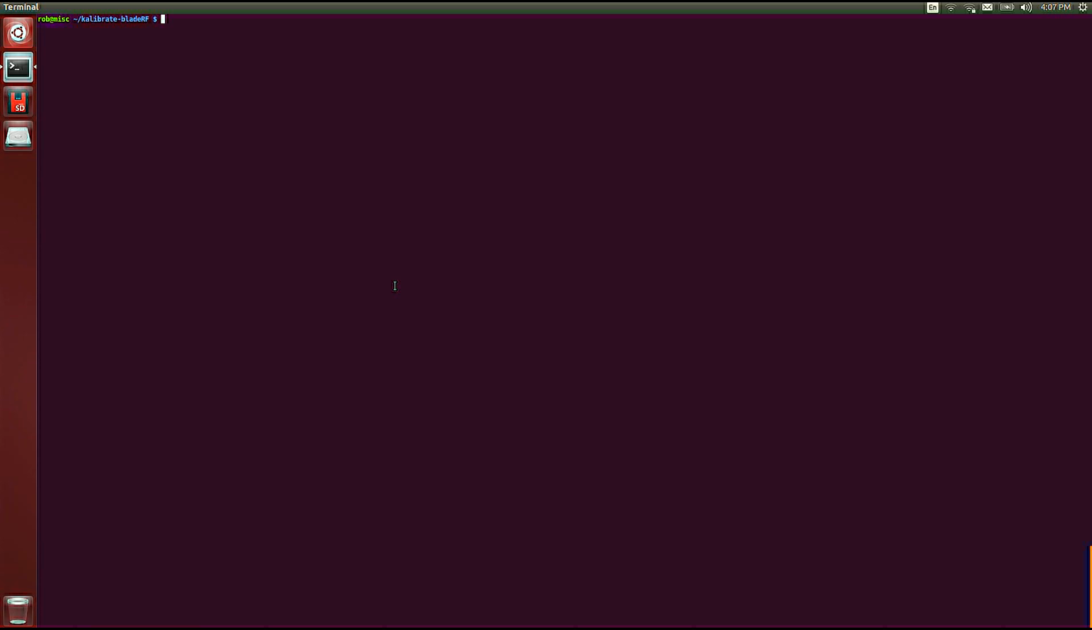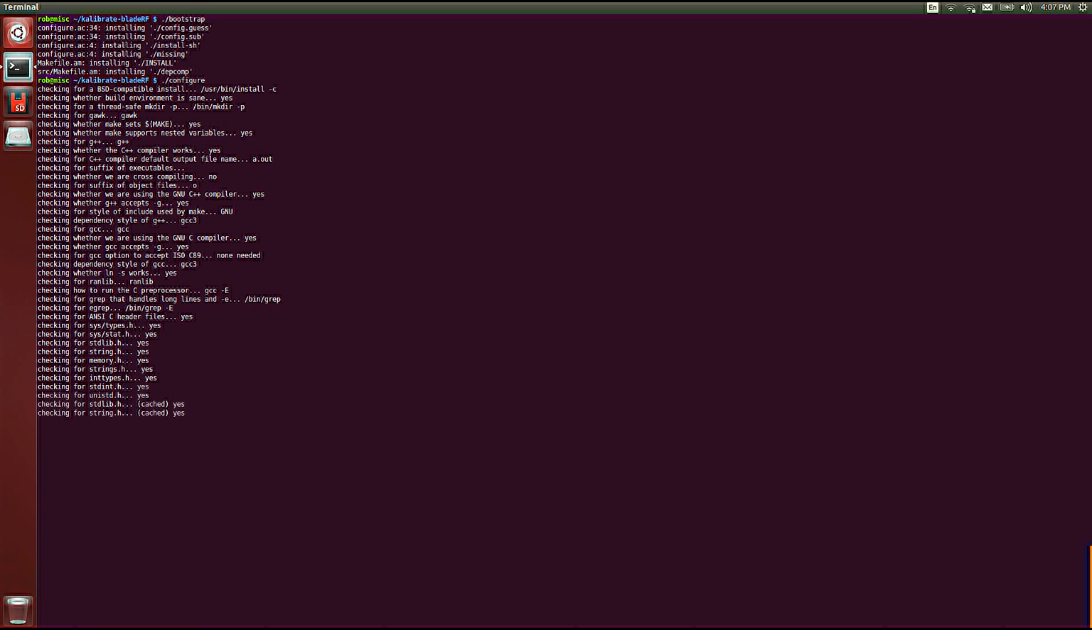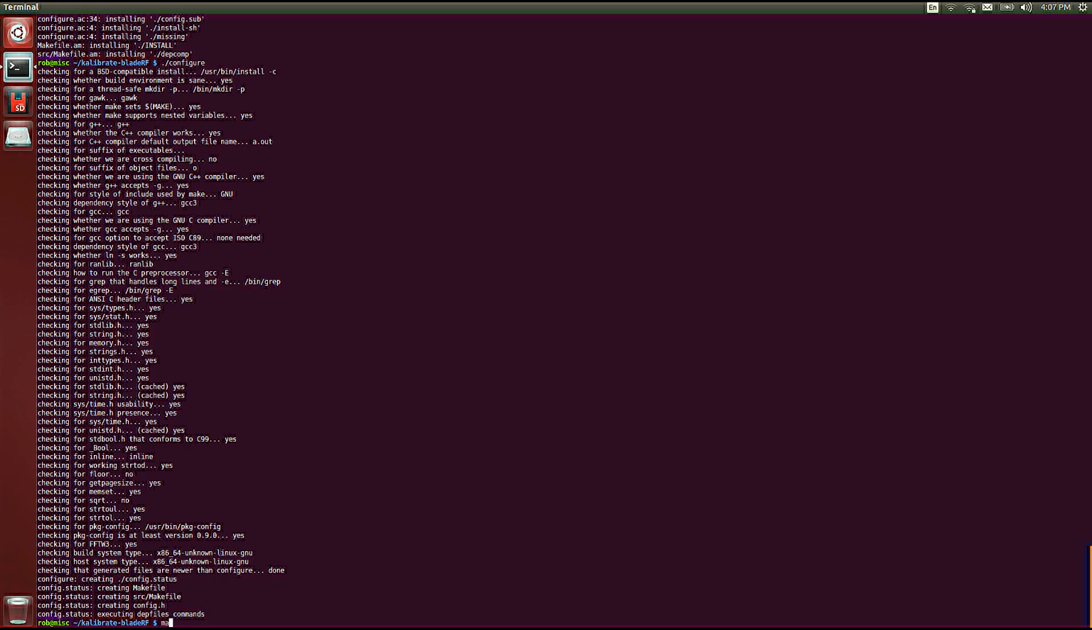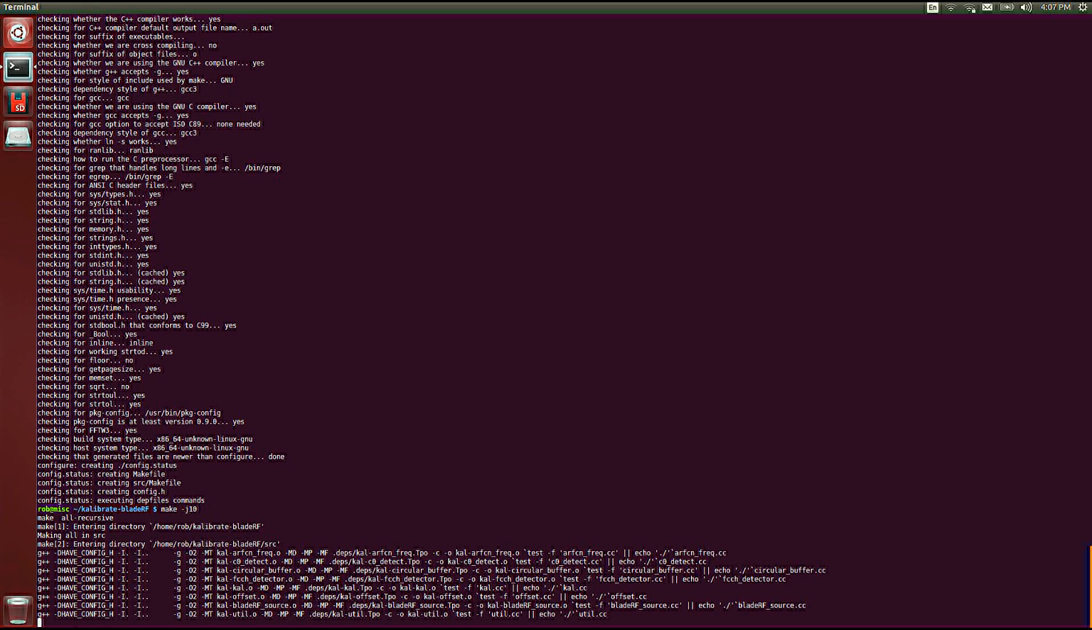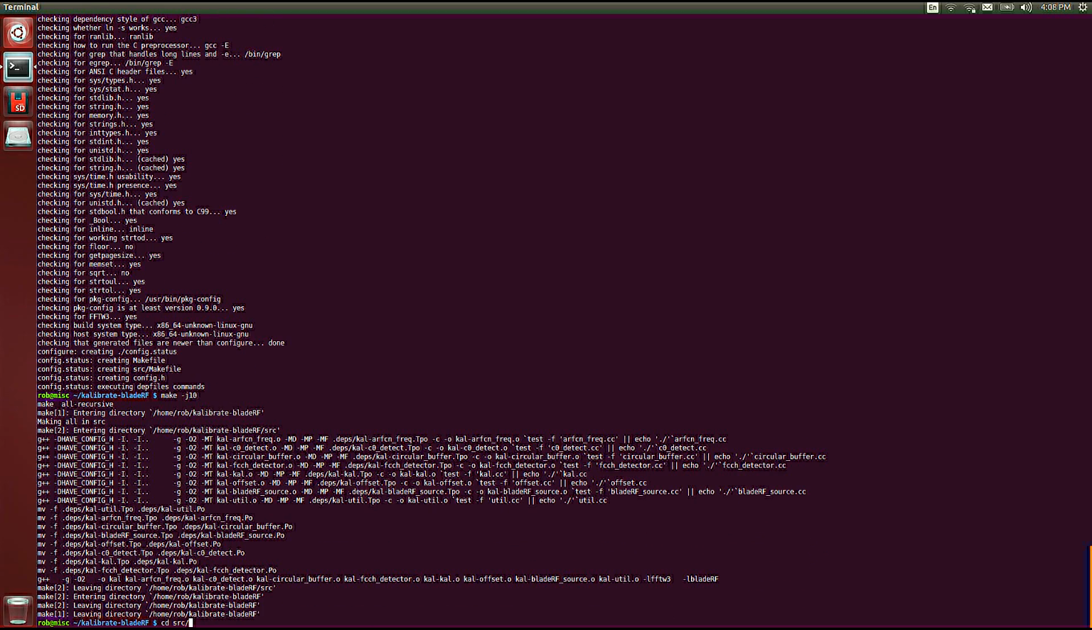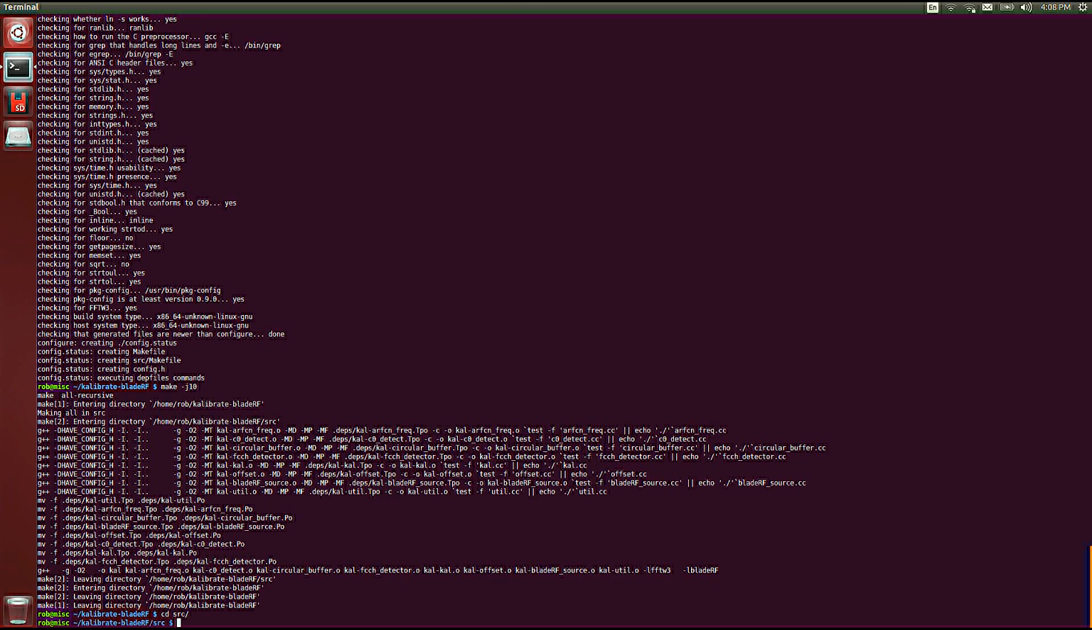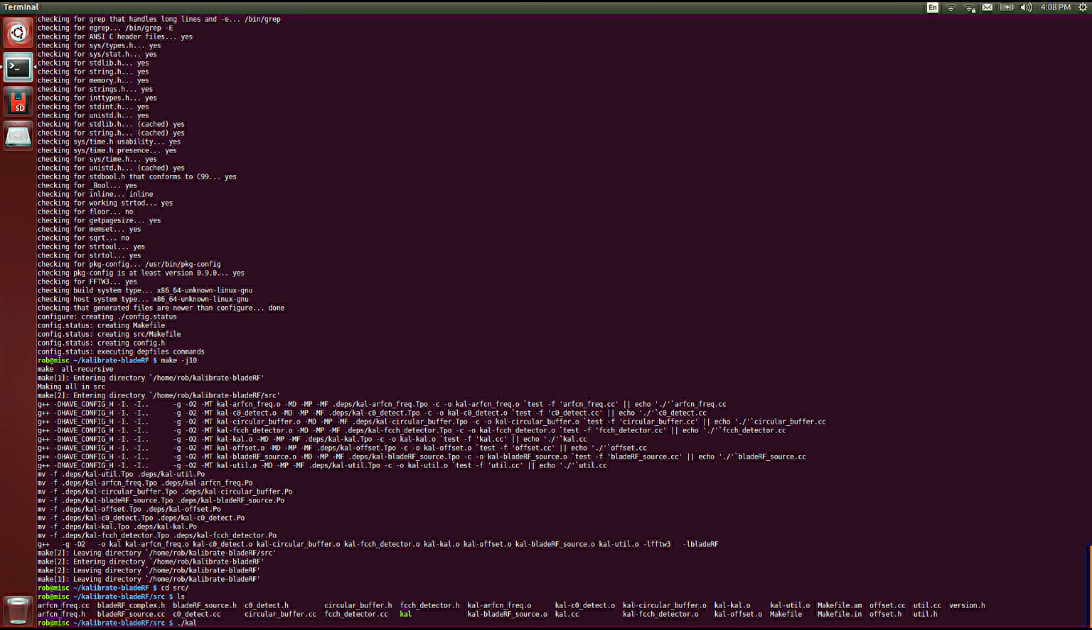So the first step is to compile kalibrate-bladeRF. You start out by running bootstrap and then configure, and then actually making the source files. Once that's done, you cd into src, and then cal should be right there.